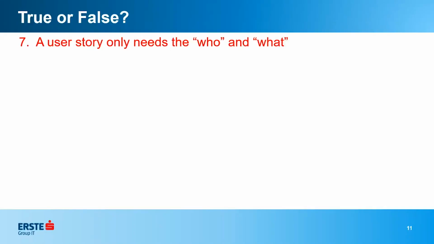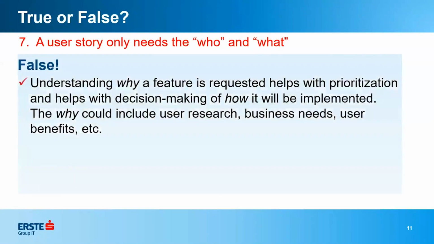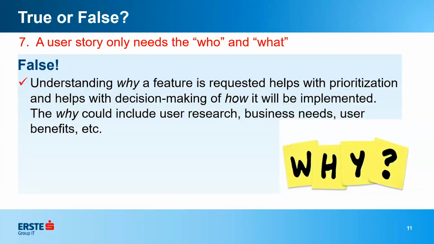Good. Okay, true or false? A user story only needs the who and the what. False. The why is probably one of the most important things to understand. Understanding why is going to help the developers and the testers and the analysts figure out how to make it work. The why could include user research and so on: why are you building it? This also helps the product owner to prioritize the backlog by knowing why you're implementing each feature.